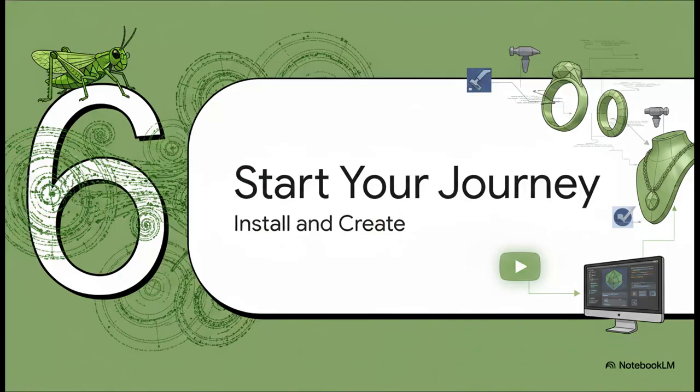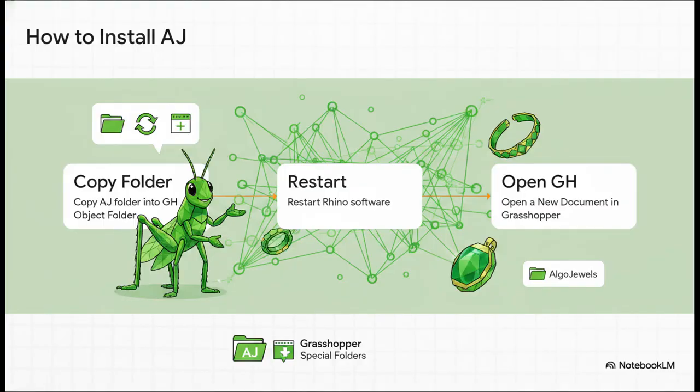And finally, Section 6, starting your parametric journey. If you're worried about some complex, frustrating software setup, don't be. Getting started is literally just a drag-and-drop process. You copy the AJ folder into your Grasshopper user object folder, you restart Rhino, open a new document, and boom! The brand new AlgoJewels tool tab is sitting right there waiting for you. It's incredibly straightforward, so you can get designing immediately.